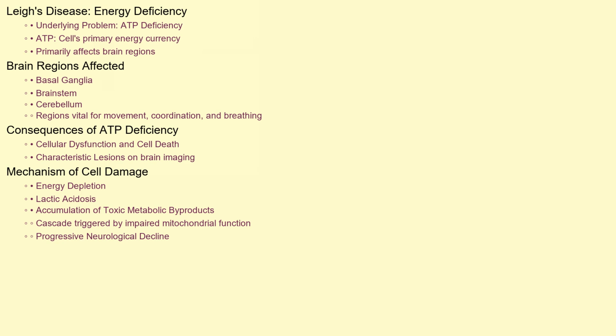The exact mechanism of cell damage involves a combination of energy depletion, increased levels of lactic acid in the brain tissue, known as lactic acidosis, and the accumulation of toxic metabolic byproducts. It's a cascade of events triggered by the impaired mitochondrial function, resulting in progressive neurological decline.